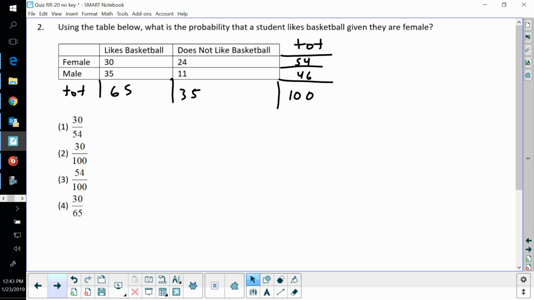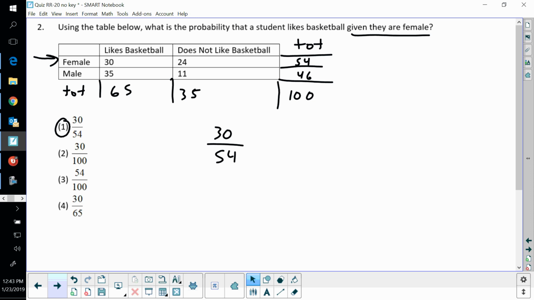Probably the student likes basketball given they are female. So whatever you are given, that is what you want to focus on, either row or column. So we will focus on only the female row. Well, in the female row, our total is 54, so that's going to be our denominator. And in that female row, we want to look for likes basketball, so that's 30. So we would just have 30 out of 54, which is choice 1.